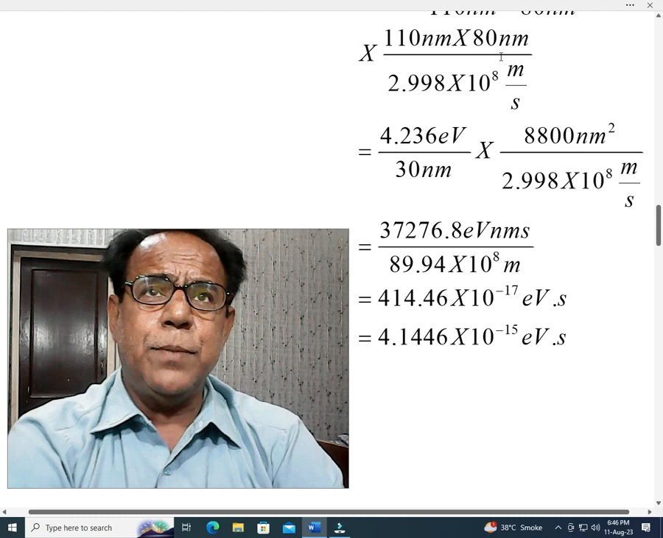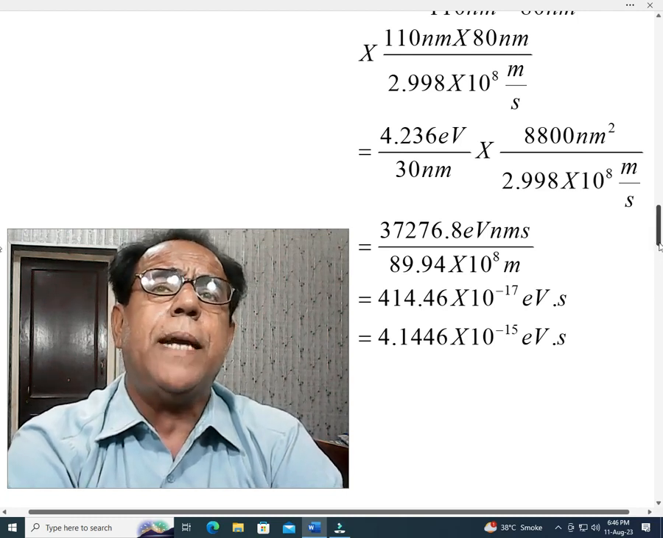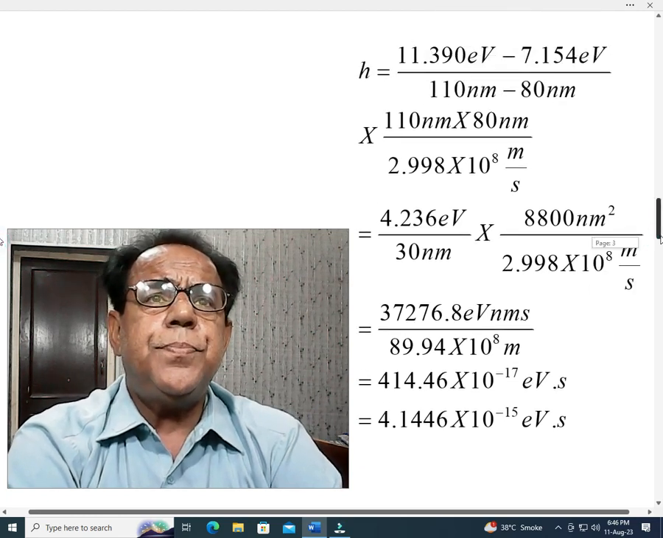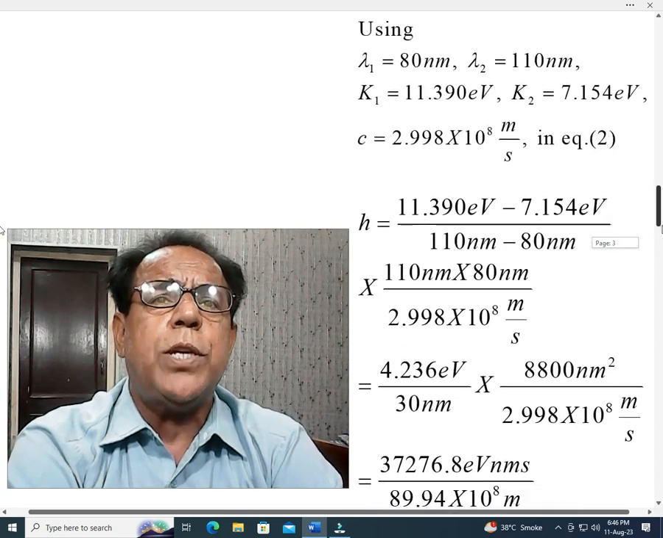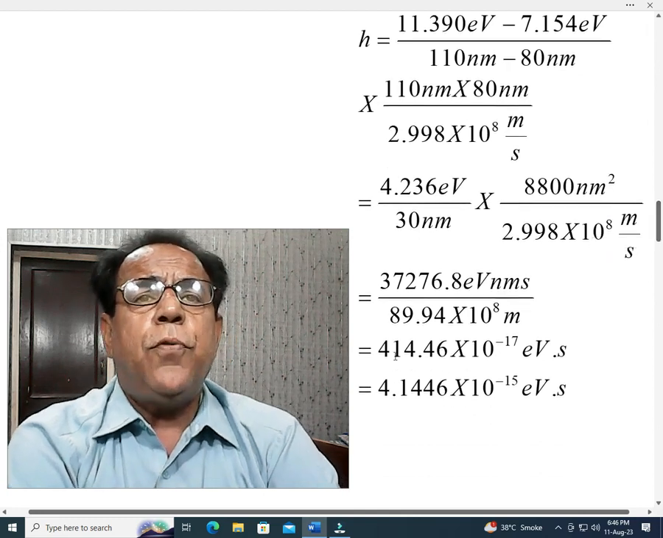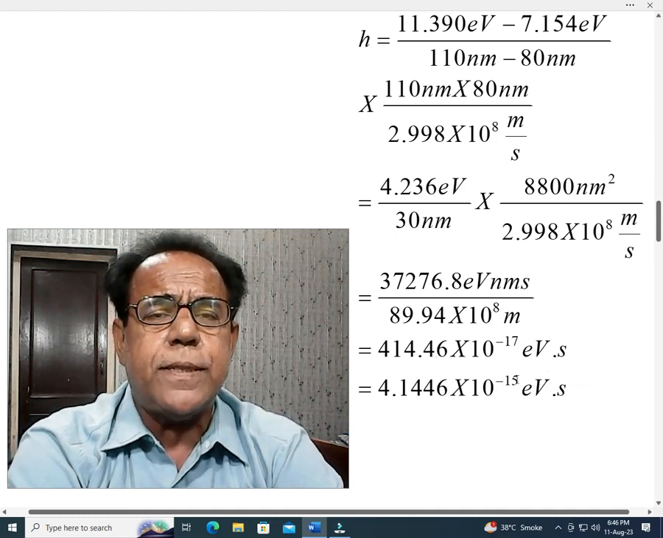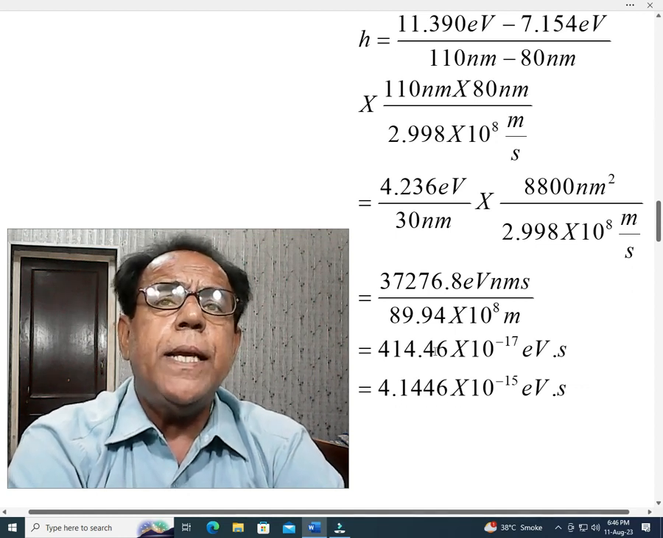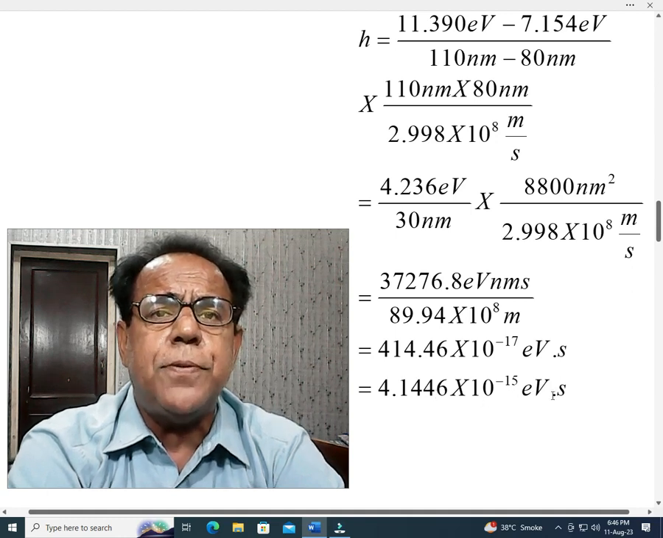Here, small n stands for nano. Nano means 10 raised to the power minus 9. And hence by putting these values in equation number 2, we get the value of H equal to 414.46 into 10 raised to the power minus 17 electron volt second, which alternatively becomes equal to this, 4.1446 into 10 raised to the power minus 15 electron volt second.